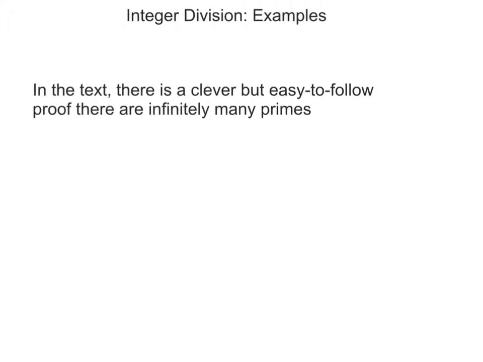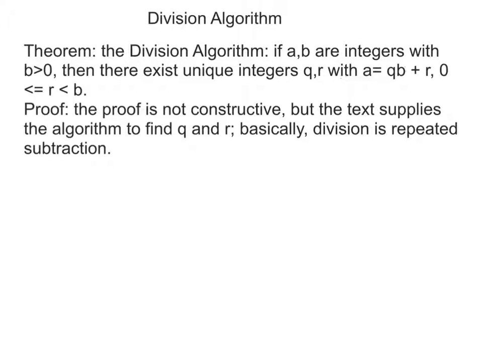So there is one more example that's in the text, and I'll point you to it. There is a clever but easy to follow proof that there are infinitely many primes. Next, we will talk about the division algorithm, which comes from the theorem that says if a and b are integers with b greater than 0, then there exist unique integers q and r with a equal to q times b plus r, where r is greater than or equal to 0 and less than b.